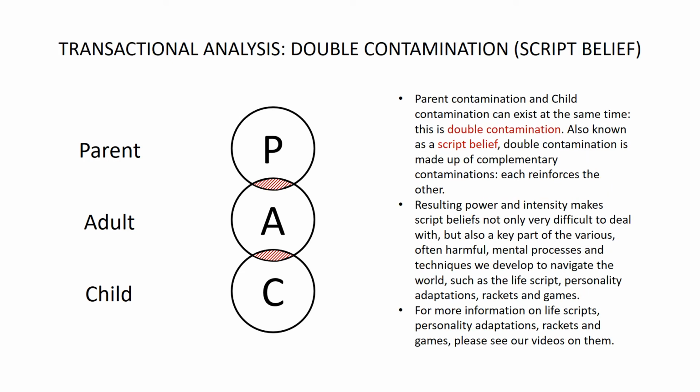Both parent contamination and child contamination can exist at the same time. This is known as double contamination. Also known as a script belief, double contamination is made up of complementary contaminations. Each reinforces the other. The resulting power and intensity makes script beliefs not only very difficult to deal with, but also a key part of the various, often harmful, mental processes and techniques we develop to navigate the world, such as the life script, personality adaptations, rackets, and games. For more information on these other parts of transactional analysis, please see our videos on them.